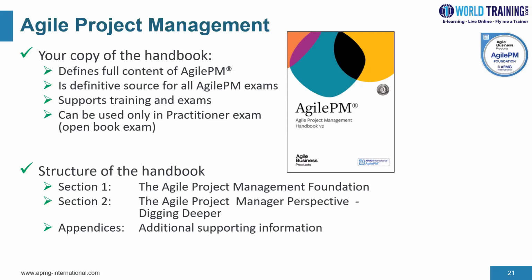Now, broadly speaking, when you look into the structure of the book, section 1 of the book contains the Agile Project Management Foundation. So it is the content of section 1 that we're going to cover in the foundation course. And section 2 contains the practitioner content. It's digging deeper. It contains the Agile project manager perspective. And then we have a few appendices which provide additional supporting information.